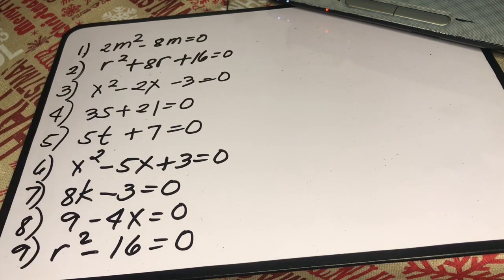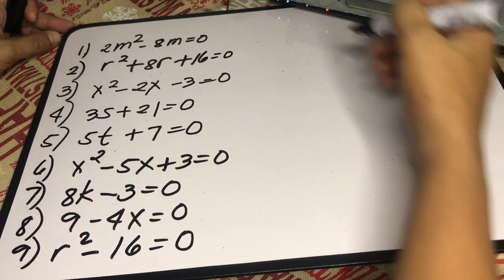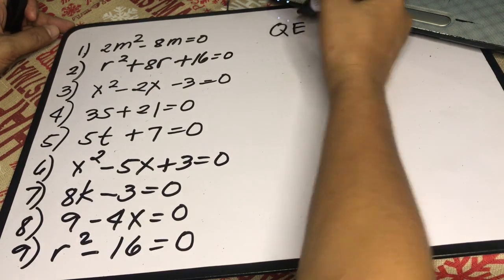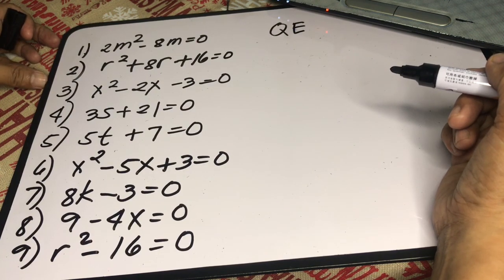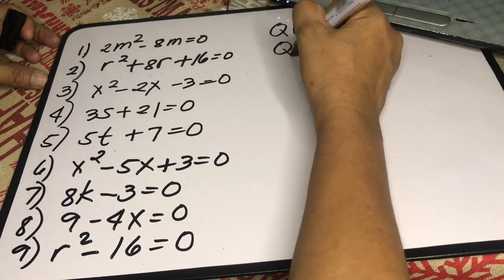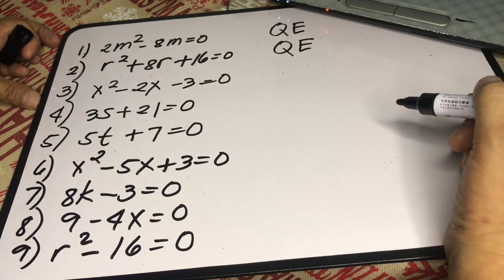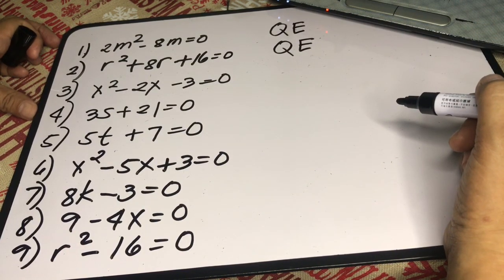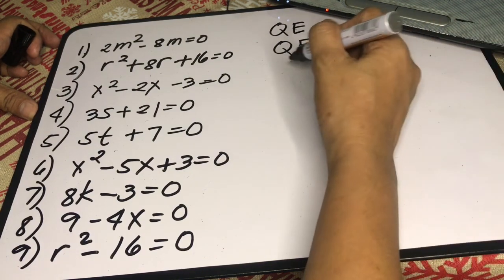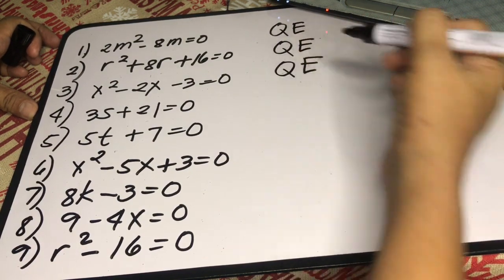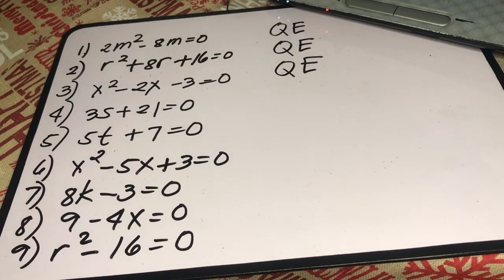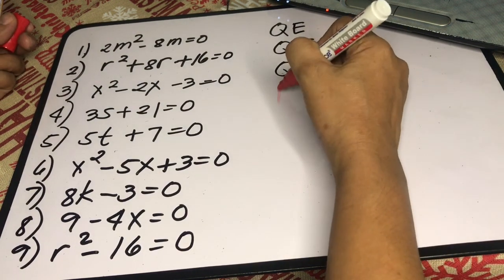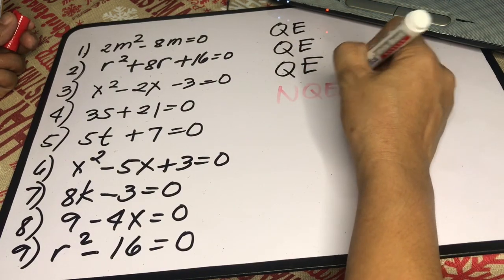So in number 1, 2m squared minus 8m equals 0 is a quadratic equation. Number 2, r squared plus 8r plus 16 equals 0 is a quadratic equation. Number 3, x squared minus 2x minus 3 equals 0 is also an example of a quadratic equation. Now, what about number 4? In number 4, you have 3s plus 21 equals 0, which is not a quadratic equation.